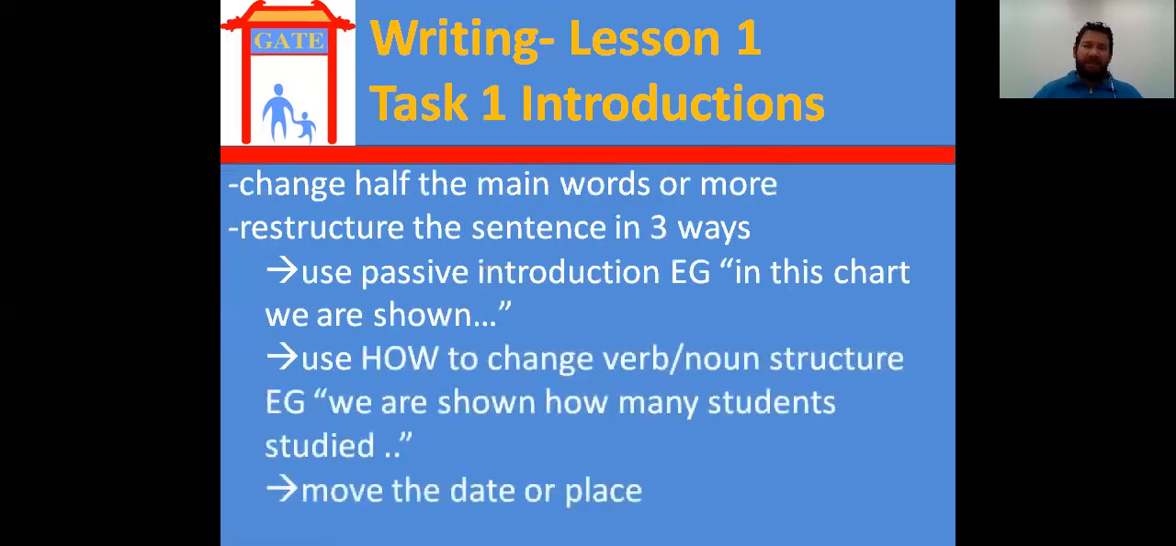The third change is just to move the date or place. This is a very simple thing, just to make your sentence very different from the question. The first one and the third one are easy things you can do. If you don't feel comfortable with the second part, you don't have to do that. You can just focus on the first one and the second one, and it will still be different enough from the question if you have also changed some of the words.